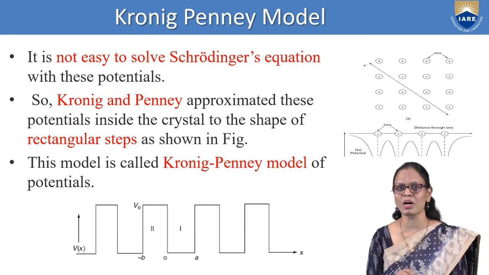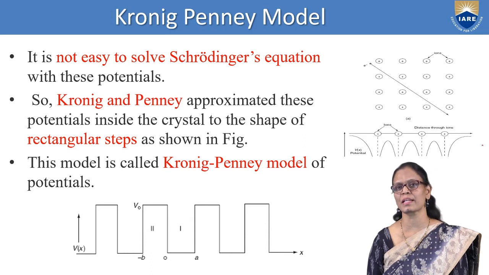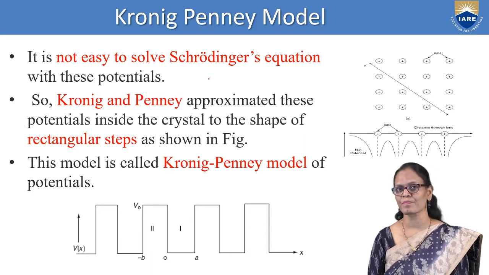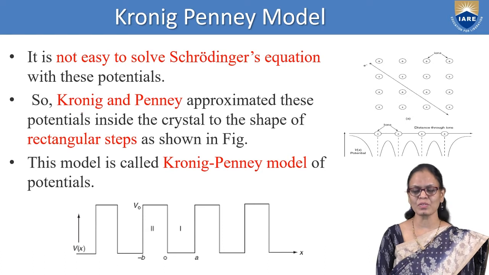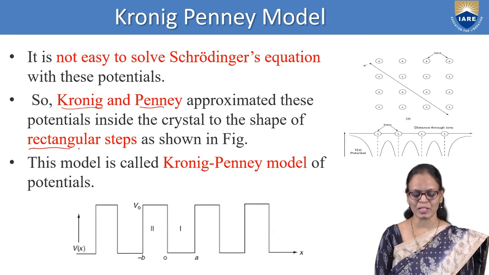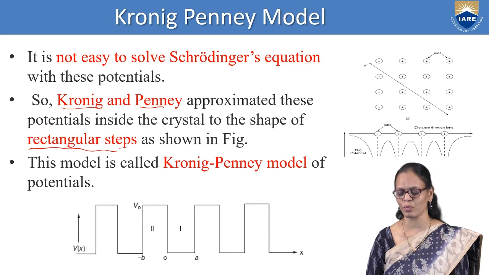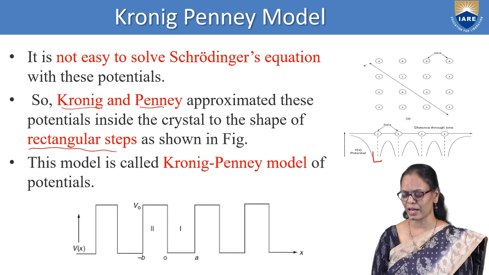Now, if you have to solve the Schrodinger equation for these varying potentials, when you are considering potentials like this, it is difficult to apply the boundary conditions and put the limits. So these two scientists, Kronig and Penney, just approximated these potentials into rectangular steps. They did a small modification. Instead of considering them as smooth curves, they said they are like this. They are like potential wells, square wells, or rectangular wells as we see here.